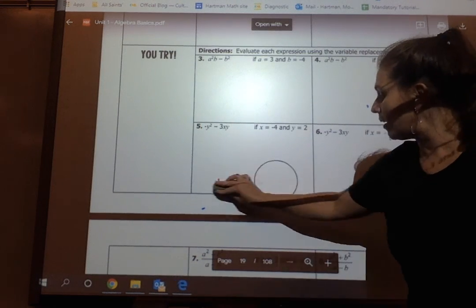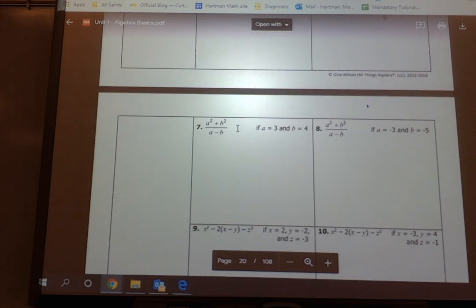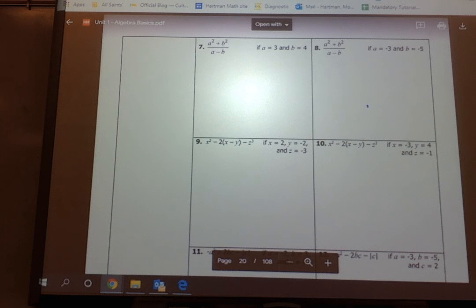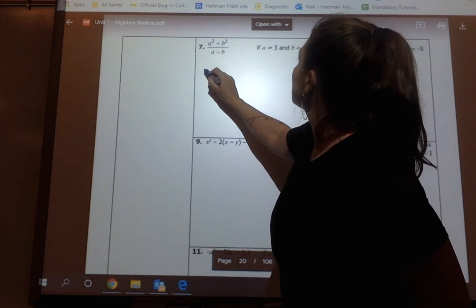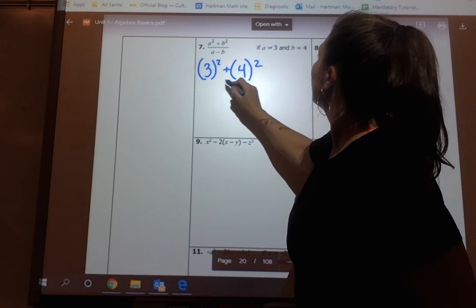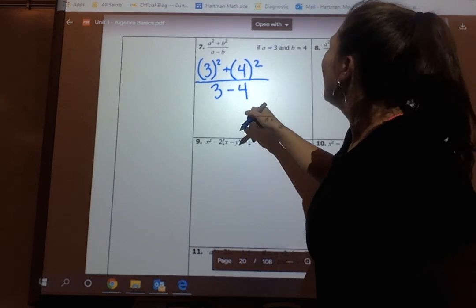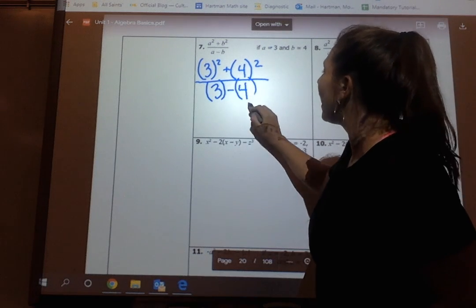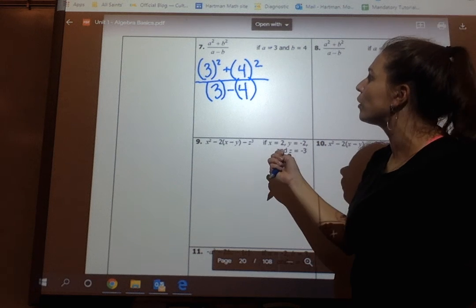Okay? Jump down or turn your page over and start on number 7. Let's see if we get the same number there as well. Okay, we're going to do 7, 9, and 11 together. All right, so A is 3. So I get 3 squared plus 4 squared all over 3 minus 4. I didn't put parentheses around them. I could have, but because it's just one positive integer, I'm not getting too terribly lost.